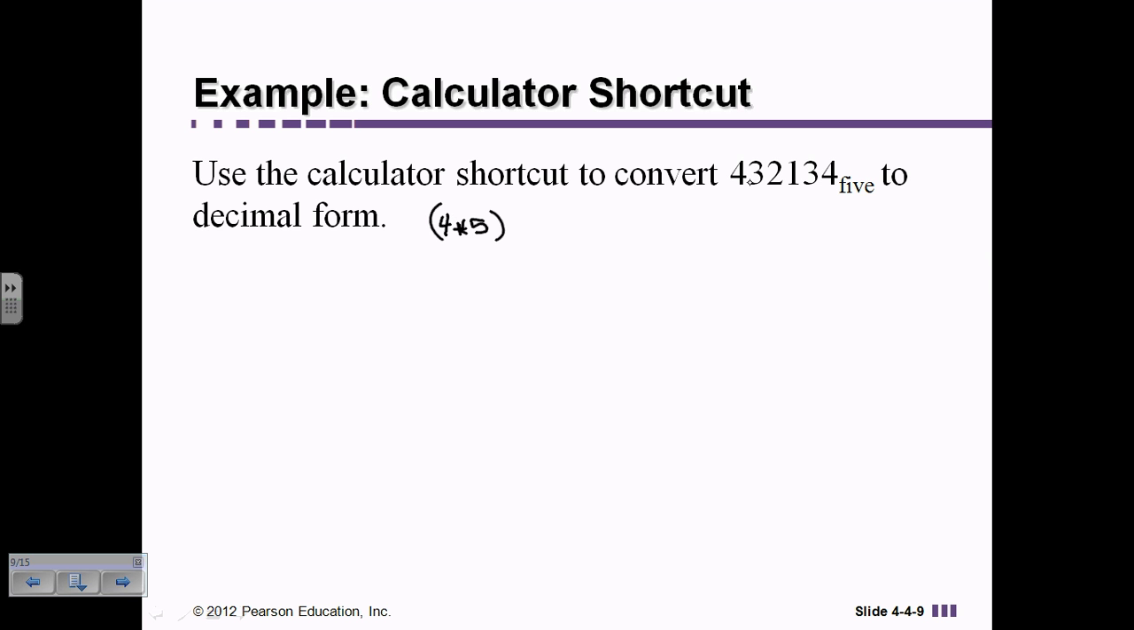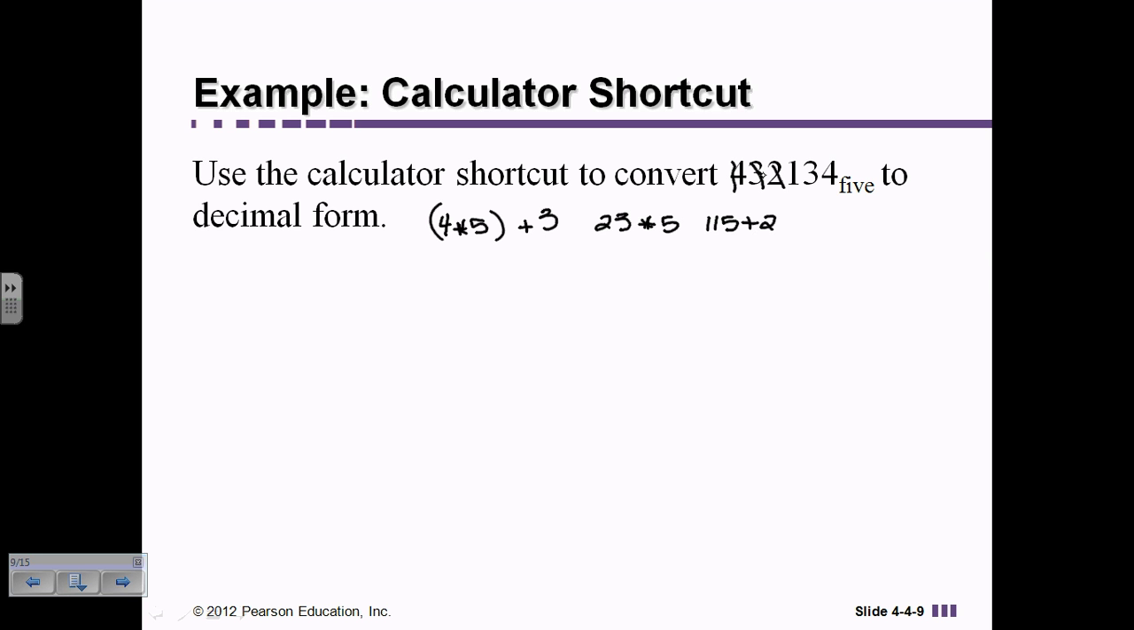So we've dealt with this number right here. And then we're going to add 3 to that. So we end up with 23. And then we're going to multiply that by 5. And so we end up with 115. And then we're going to add 2.